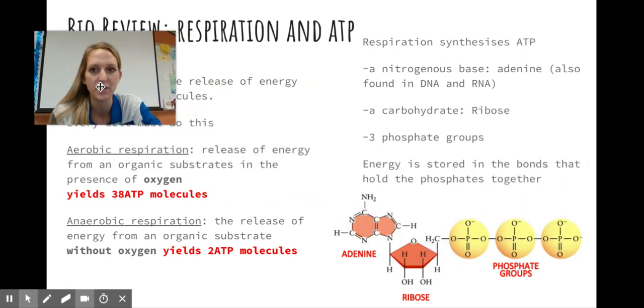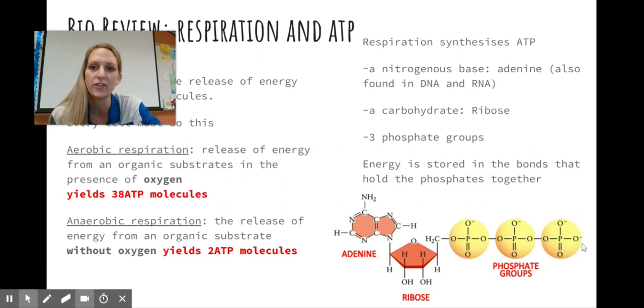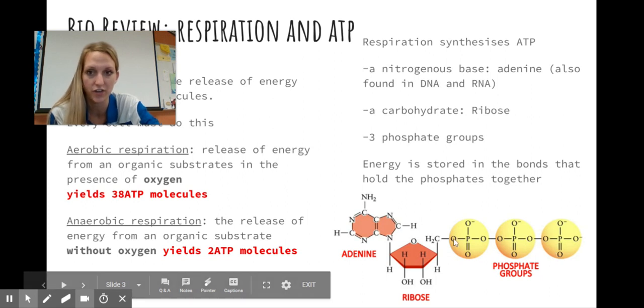Respiration will create ATP. ATP is adenine, a ribose sugar, and then 3 phosphate groups. When an ATP molecule is used, you will lose the phosphate bond at the end, and then you're left with adenosine diphosphate. 2 phosphates are left.